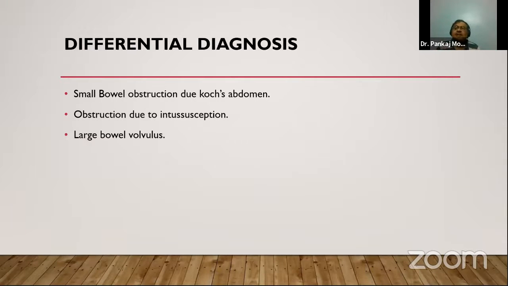So what is the classical? Large bowel volvulus means sigmoid volvulus, am I right? Cecal volvulus is there, but it is very rare. So what will be the presentation of sigmoid volvulus or large bowel volvulus? Presentation mainly with lower abdominal pain with distension and constipation, which is acute. No. What will be the typical presentation? Which patient usually develops distension?